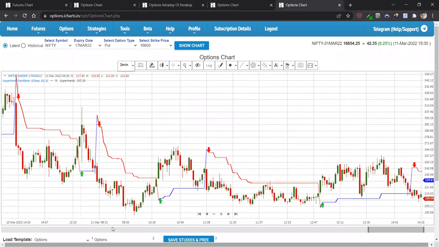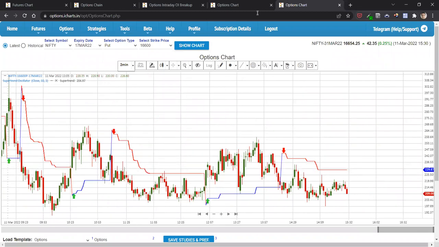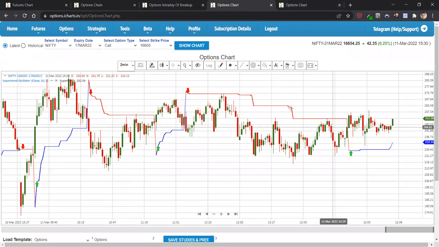This also is the same. At 10.45 you have a buy signal here, which would exit here. So yesterday was one of the days when you just took small losses and you got out. Same on the put side, and same on the call side.